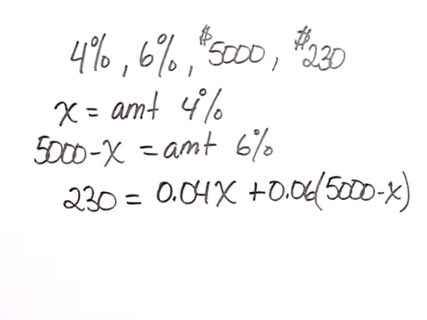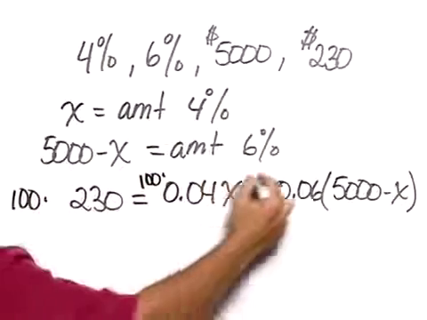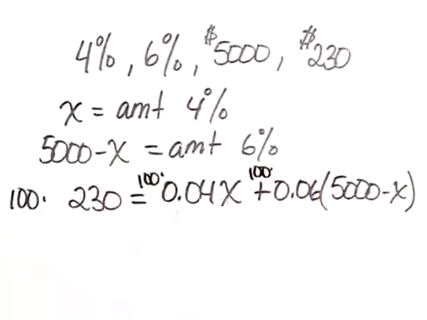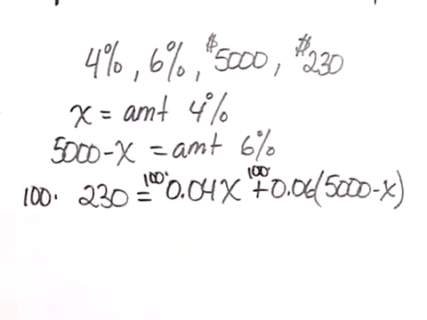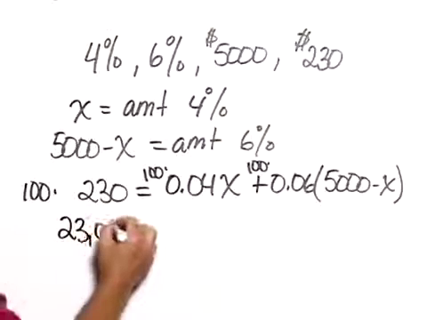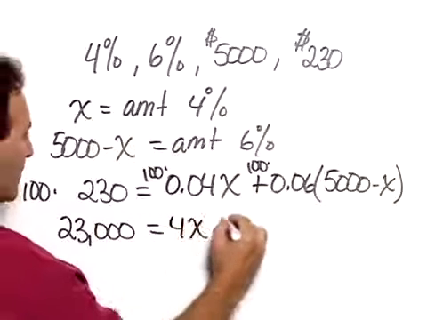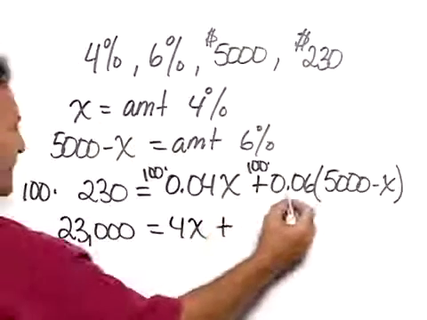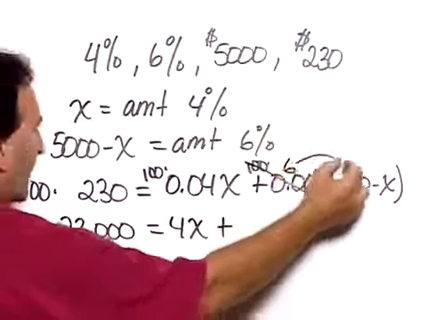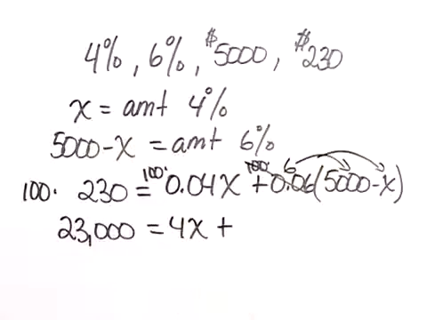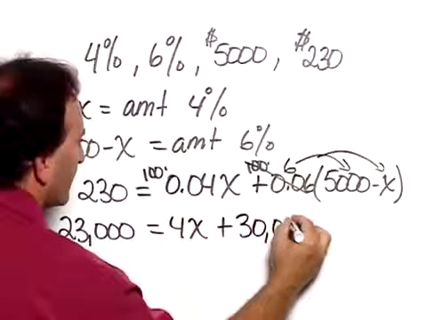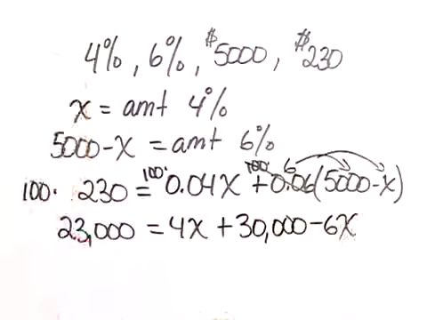One way of doing that would be to clear the decimals, and that means multiplying both sides of the equation by 100. And on the right side, that would mean each individual term, this term and that term. So what we have is 23,000 on the left side would equal 4x plus 6, which we would have to distribute into the parentheses. And that would give us 6 times 5,000, which is 30,000, minus 6 times x, so minus 6x.